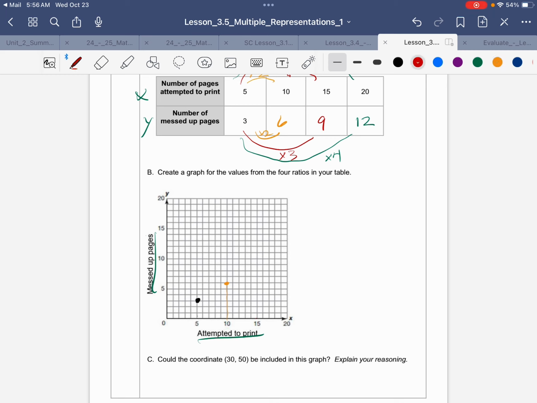And we have 20. And here's 10, 11, 12. There's 12. Remember, sometimes if you need to, 11, 12, you can draw this line over to make sure you're in the right spot. There you go.